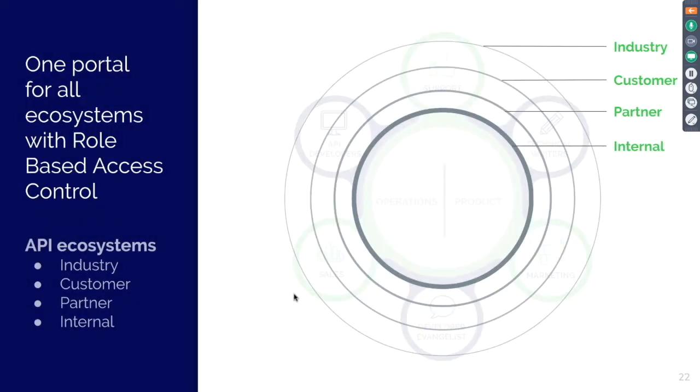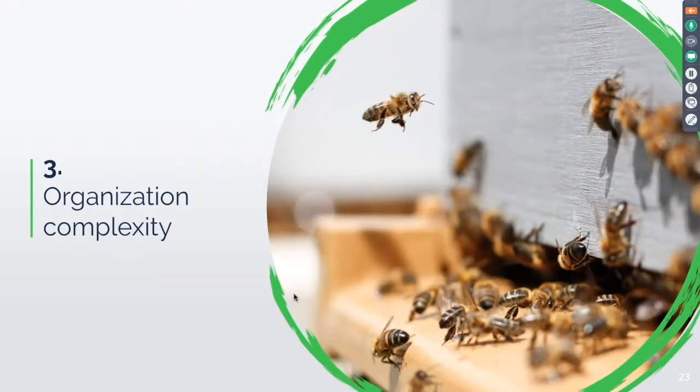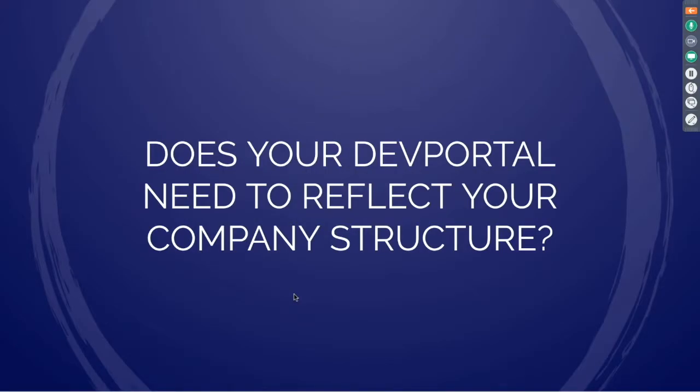Besides these, there are also going to be the different ecosystems that you're addressing. Are you addressing an internal ecosystem, a partner ecosystem, or a customer ecosystem? Maybe it's a combination of all of this. This is one aspect of complexity that we've seen. That combines with organization complexity. We've seen some companies that are global companies with lots of different departments that all have to have their own part of the dev portal that they can maintain themselves and maintain landing pages, for example.